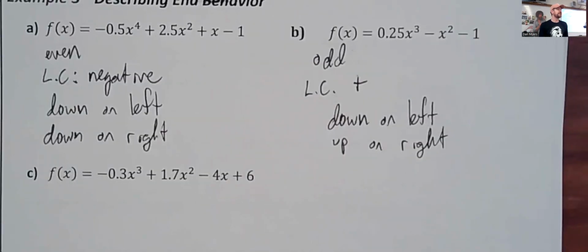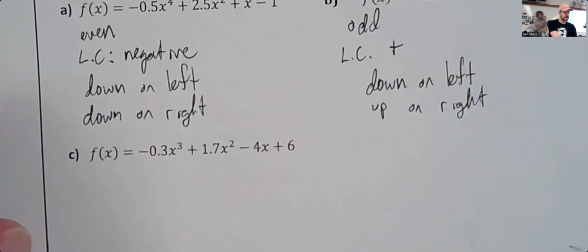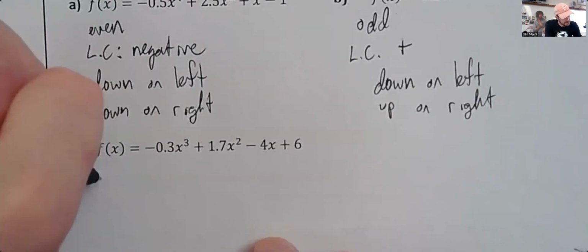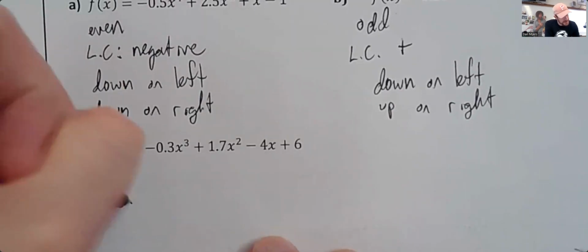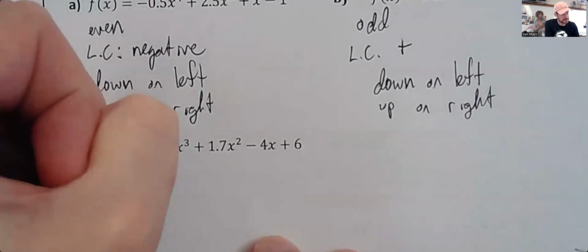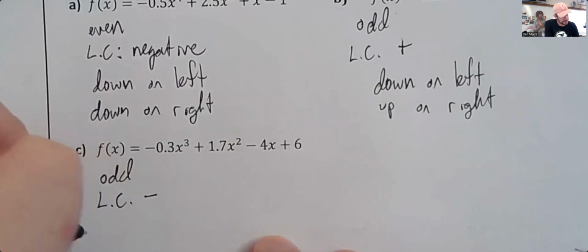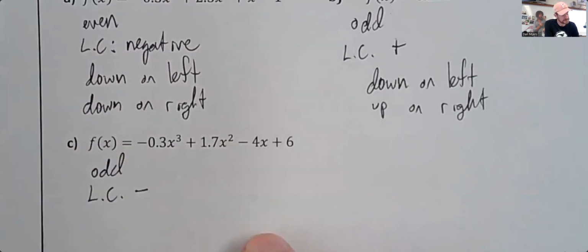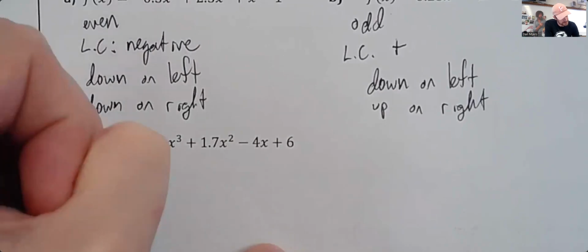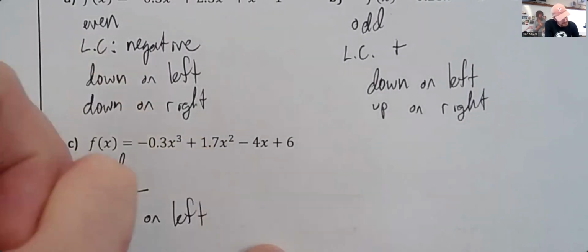Is this the most difficult thing you've ever done? Probably not, right? Odd or even? Odd. Lead coefficient positive or negative? Negative. What are our words? Up on left, down on right. Nice.